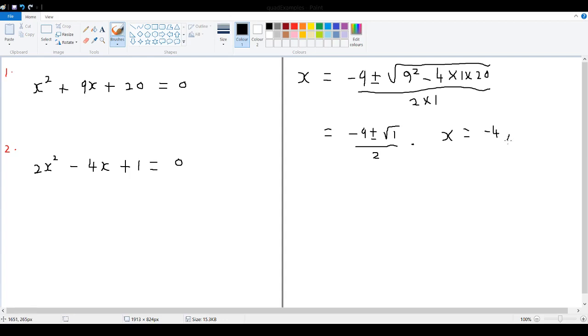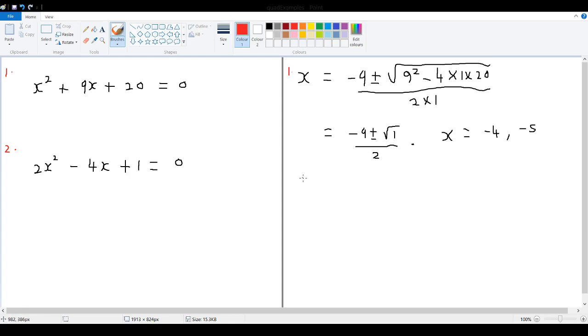And then the other one, you've got minus 9 minus the square root of 1, so minus 1. So minus 9 minus 1 is minus 10. And then dividing that by 2 is minus 5. So minus 5 is the other solution. So remember, two solutions, minus 4 and minus 5. Okay, and that is number 1 solved.